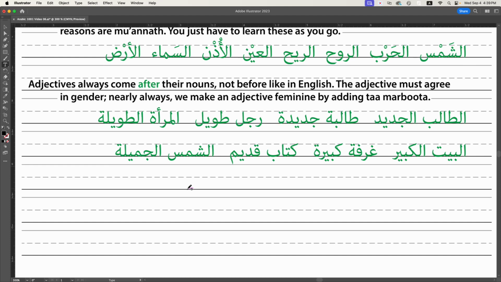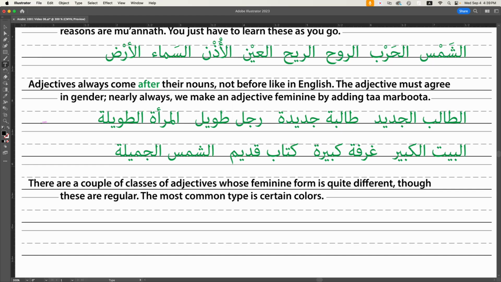What gets tricky is when we have to put all these different attributes of nouns together. But if you take it one at a time, it's pretty easy to learn, which is why I'm sticking just to gender here. So there are a couple of classes of adjectives whose feminine form is quite different. However, they're all regular within those classes of adjectives. The main one is colors. Certain colors. There's only 7 of them.